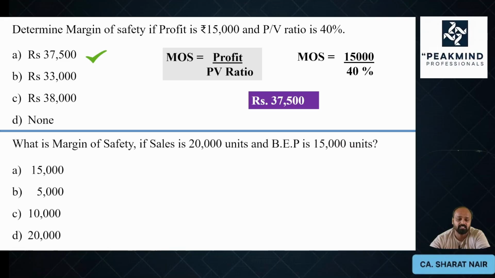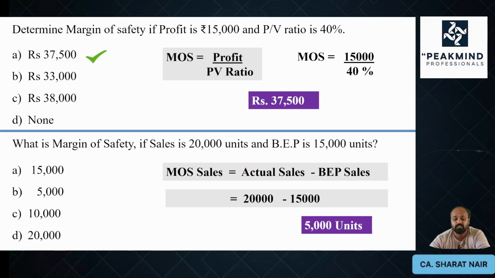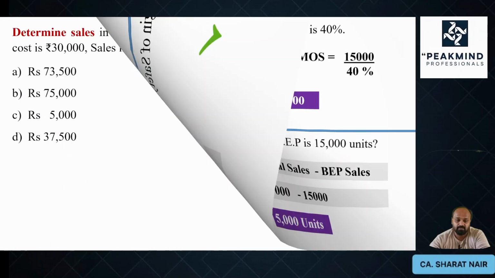Moving ahead to the next MCQ. Now, in this MCQ, they are asking us to find out margin of safety, and the information given is actual sales is 20,000 units, and break-even point is 15,000 units. We also know that margin of safety has another formula, that is actual sales minus break-even sales. Applying that, actual sales 20,000 minus break-even sales 15,000 units, the difference is 5,000 units. So our answer is option B, which is 5,000 units. Moving on to the next MCQ.